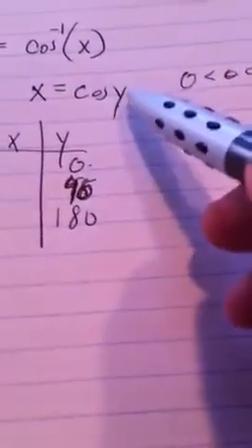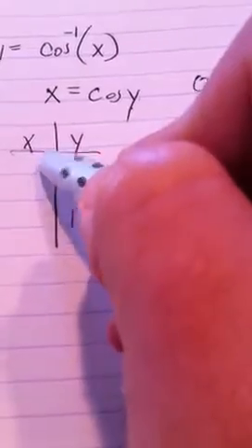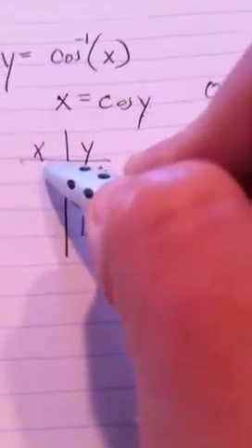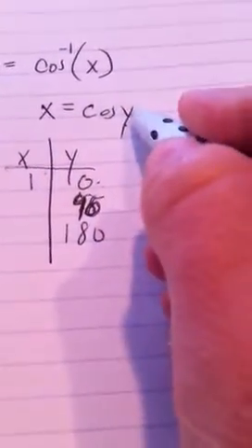It's like a 0 and 90. Let's do the 45s. Do 0, 90, 180. Okay. So then the cosine of 0 is 1. Cosine of 90 is 0. Cosine of 180 is negative 1.